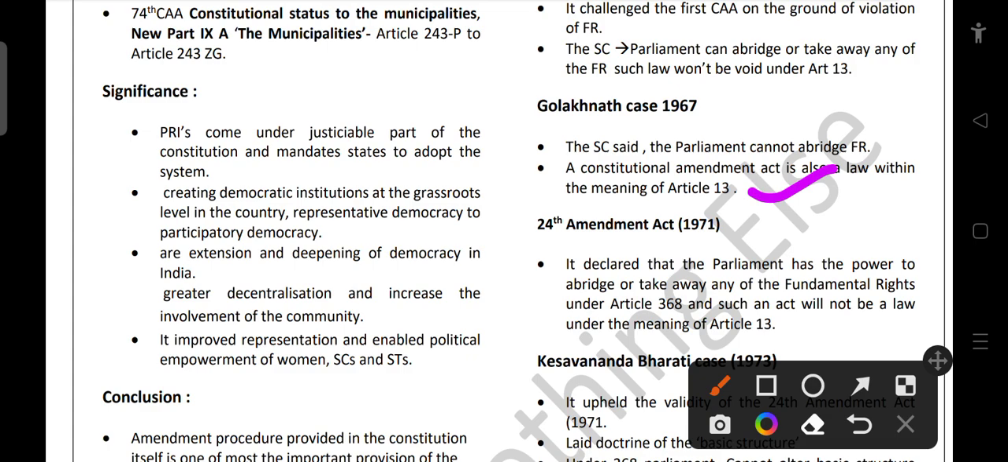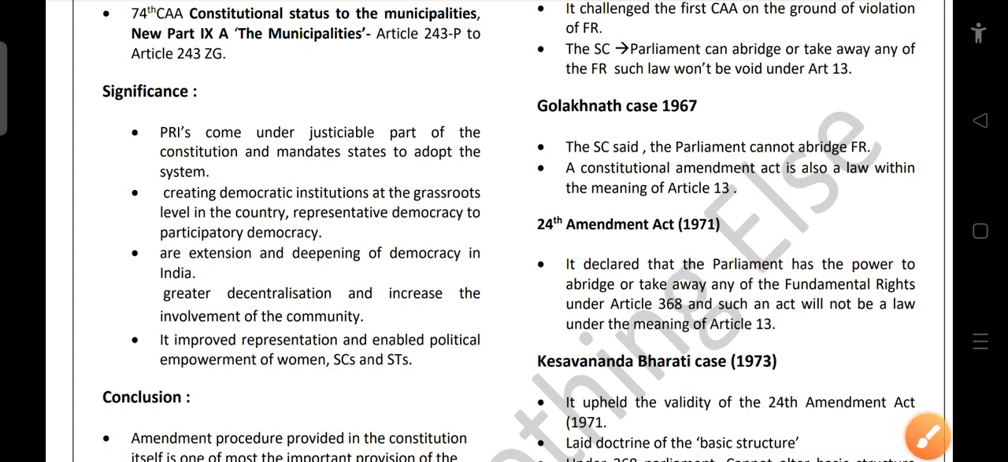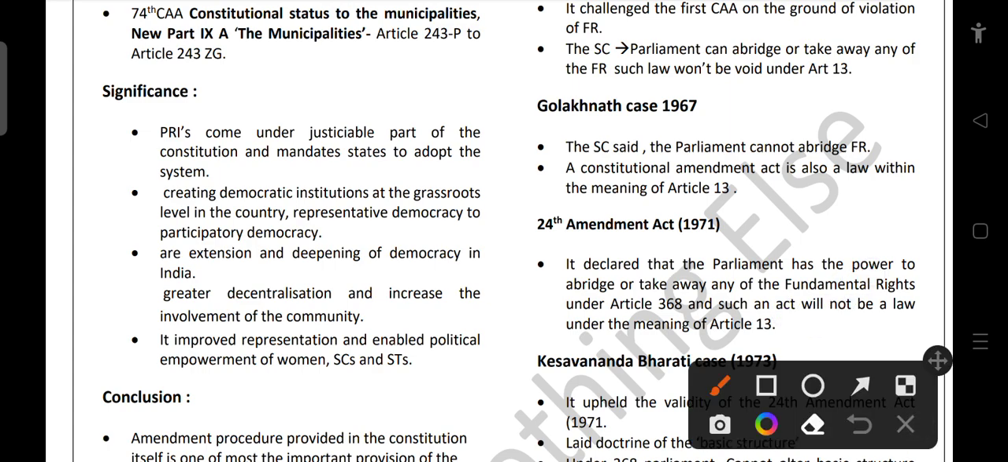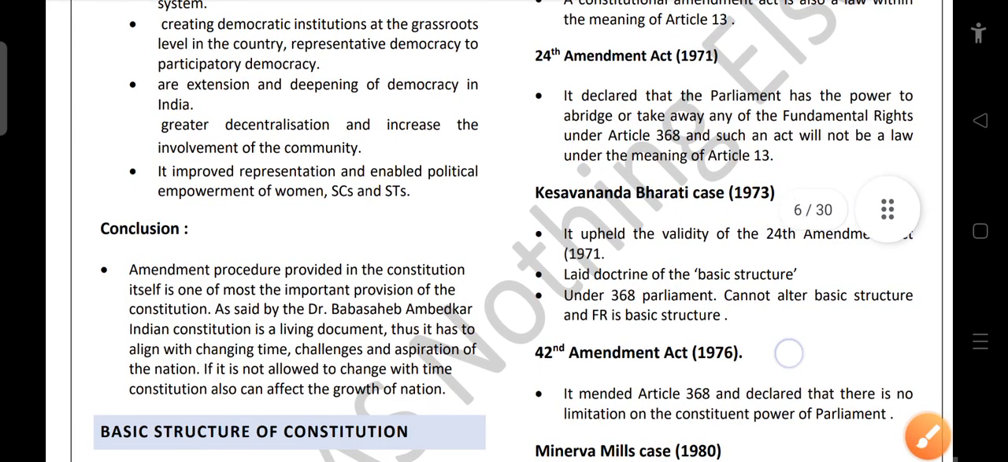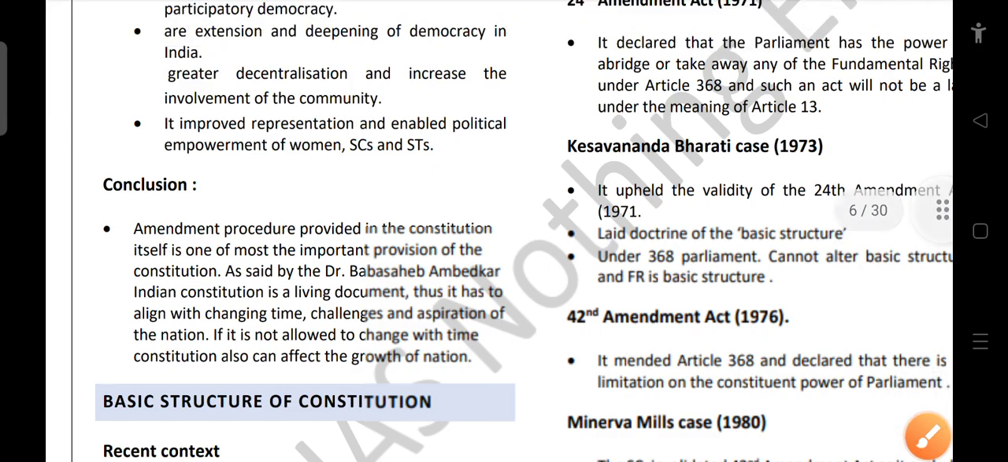And then Parliament introduced the 24th Amendment Act 1971. In that it declared that Parliament has the power to abridge or take away any fundamental right under Article 368, and such an act will not be a law within the meaning of Article 13. So, to oppose the Golaknath judgment, where the Supreme Court said Parliament cannot take away fundamental rights, Parliament introduced an amendment and said no, Parliament can take away fundamental rights. And then came the Kesavananda Bharati case.